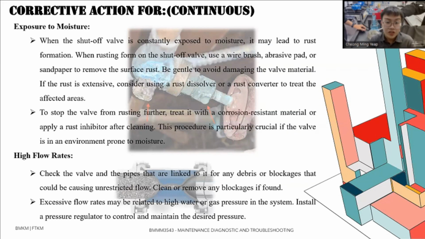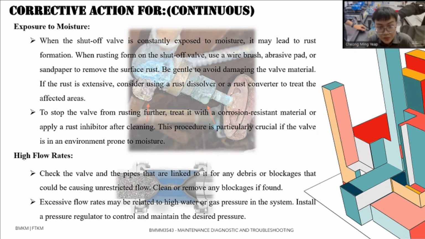When the shut-off valve is constantly exposed to moisture, it may lead to rust formation. The corrective action for this type of issue is that when rust forms on the shut-off valve, use a wire brush, abrasive pad, or sandpaper to remove the surface rust, taking care to avoid damaging the valve material. If the rust is intensive, consider using a rust dissolver or a rust converter to treat the affected areas. To stop the valve from rusting further, treat it with a corrosion-resistant material or apply a rust inhibitor after cleaning. This procedure is particularly crucial if the valve is in an environment prone to moisture.